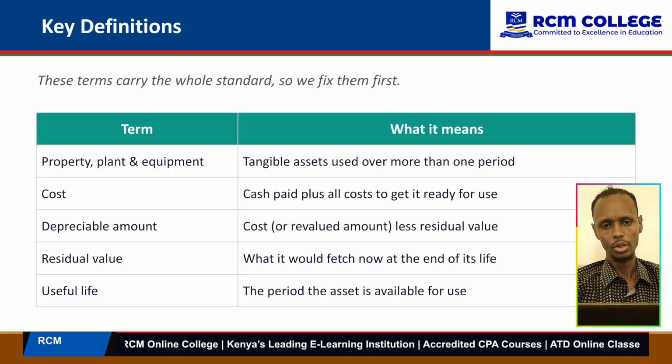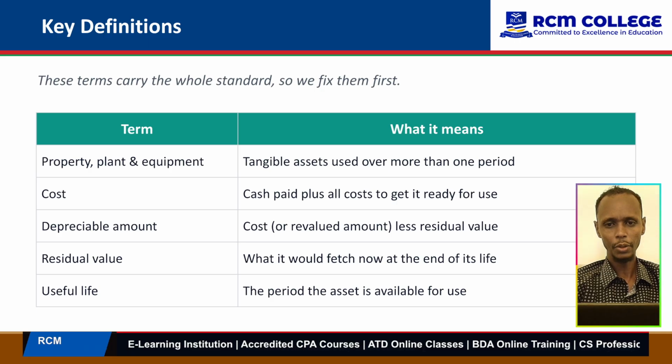So across governments, you see we have roads, we have hospitals, we have ambulances, we have servers, we have land, we have buildings. So the examples are many. So the key definitions. What is property, plant, and equipment? Tangible assets used over more than one period. The example I have given, a motor vehicle. A motor vehicle is used for more than one year.